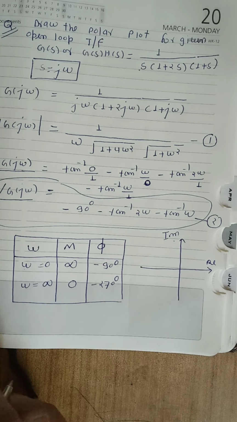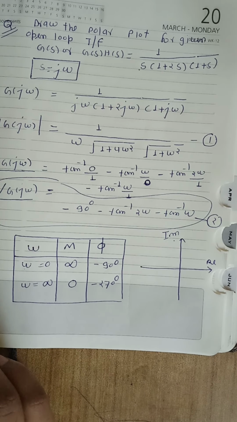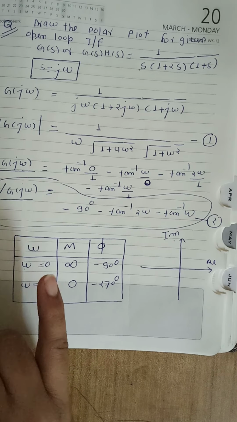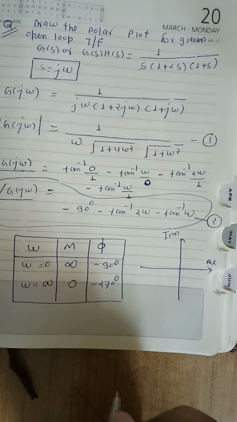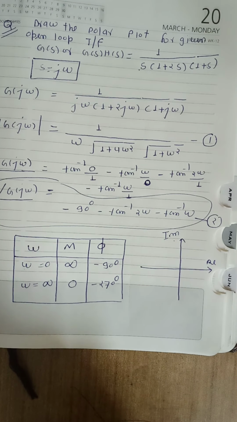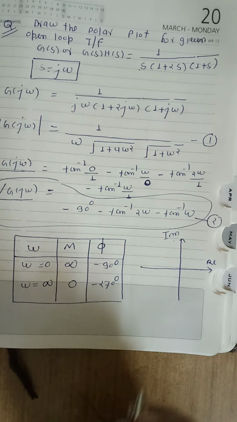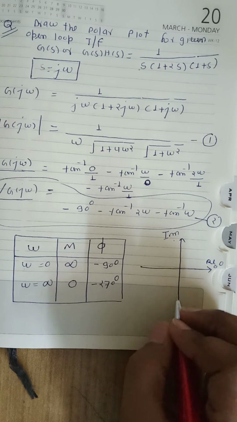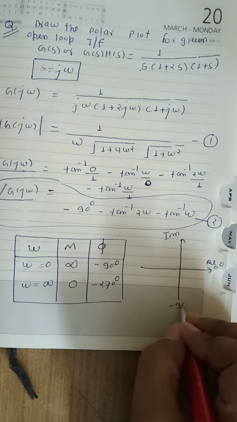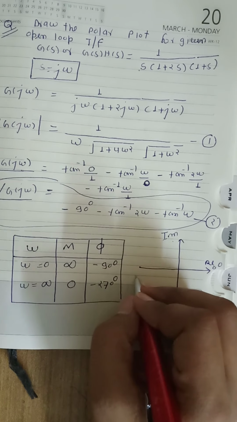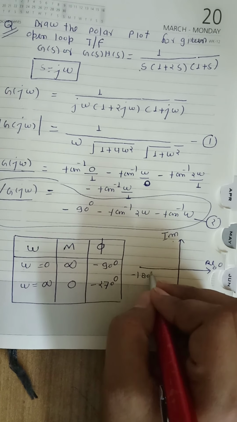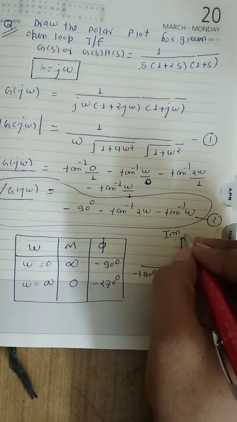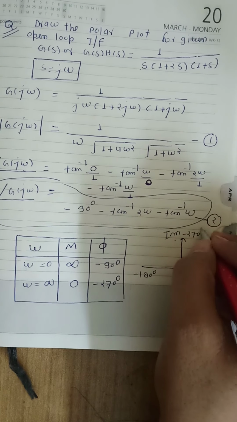We have negative values for the phase angle. So we will define angle in clockwise direction. So this line will define 0 degree angle, this line will define minus 90 degree angle, this line will define minus 180 degree angle, and this line will define minus 270 degree angle.